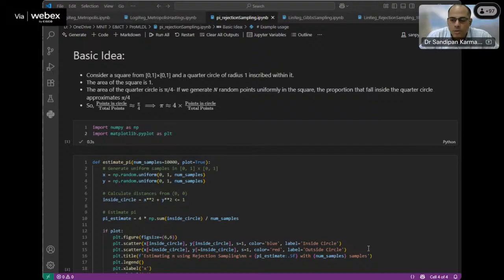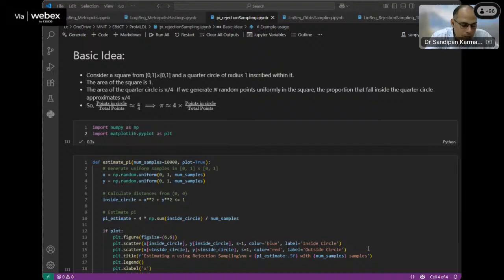So type Anaconda PowerShell prompt, then you'll get a link. Go to that and open it. It will open a command prompt, the Anaconda command prompt, and in that you will be installing the necessary packages. So you can write this one.